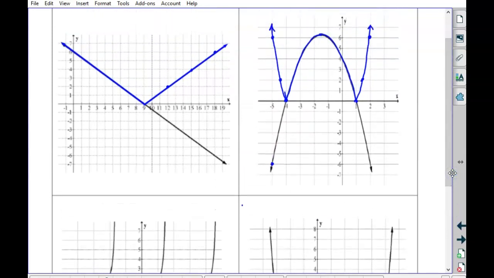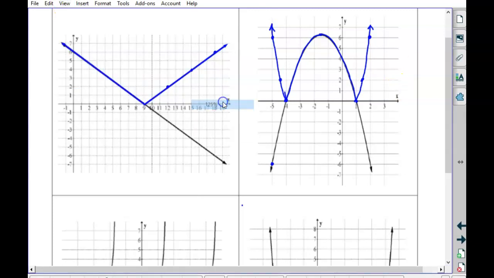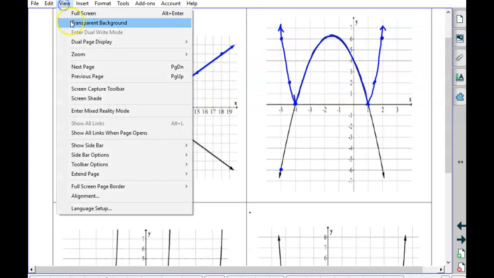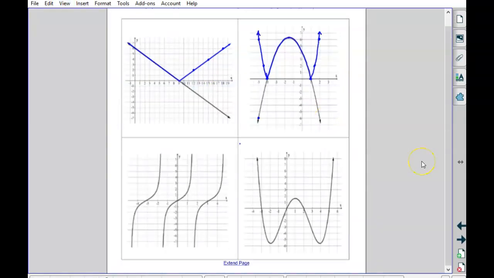Let's minimize this a little bit. It stays on there. Oh, it doesn't minimize. There we go. And then the last two here.